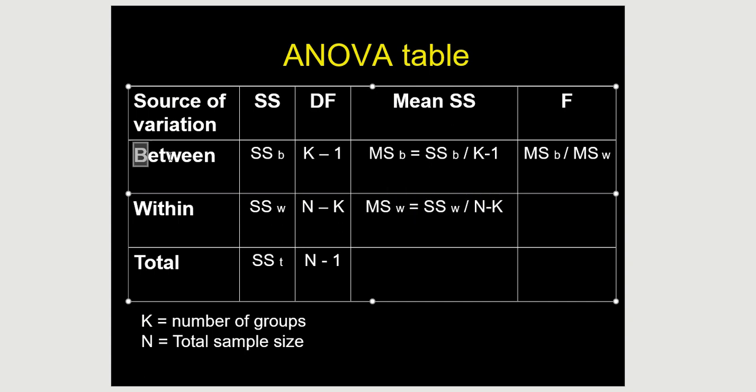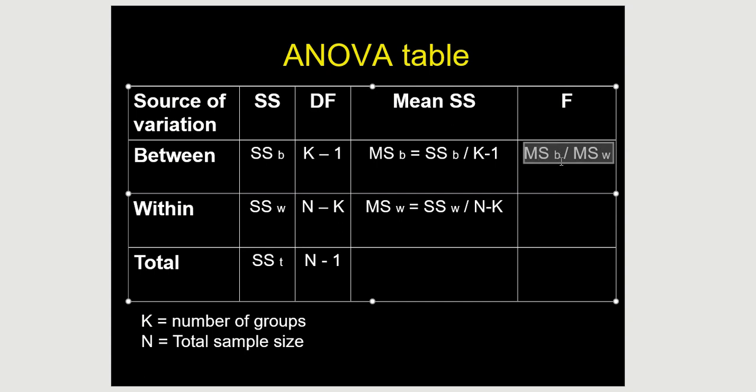So you take the variance of the between, you divide it by the variance of the within. I'm not going to use the word variance anymore. I'll use the term mean sum of square between divided by the mean sum of square within, and that will give you the test that we're going to be using, which is the F test.